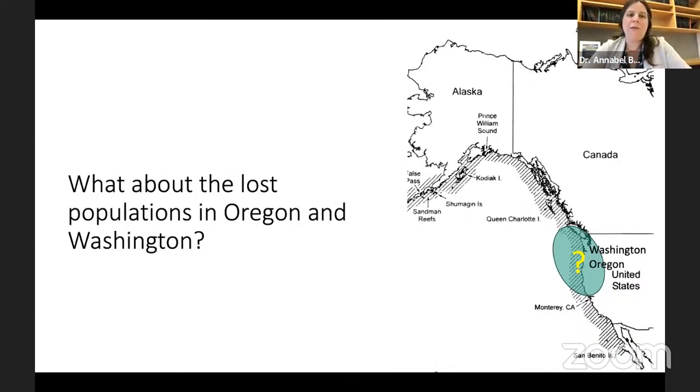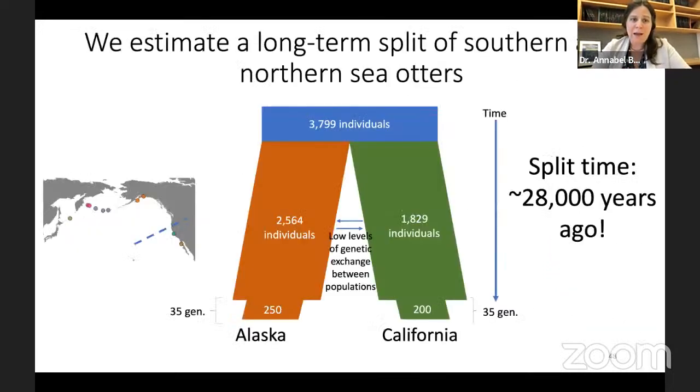But really, what about those lost populations in Oregon and Washington? We're learning more about Baja, but we still don't know that much about these. In my research, I was able to do some population modeling based on my samples from Alaska and California to look at when those two populations, Alaska and California, may have diverged some 28,000 years ago.